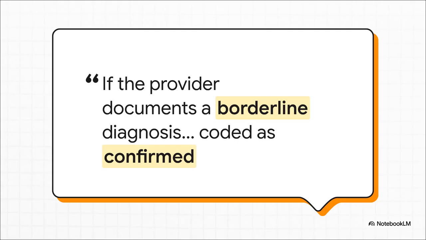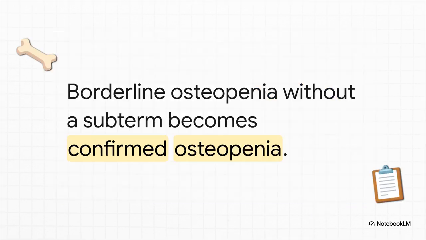And don't just take my word for it. Let's read the exact mandate directly from the CMS guidelines. Section IB-17 actually says, if the provider documents a borderline diagnosis at the time of discharge, the diagnosis is coded as confirmed. Just let that sink in for a second. I'm saying that with a lot of enthusiastic authority because it's genuinely one of the most definitive statements in the guidelines. It literally removes all the guesswork. If the doctor writes borderline at discharge, you drop the hammer and code it as confirmed. Absolutely crucial to remember.